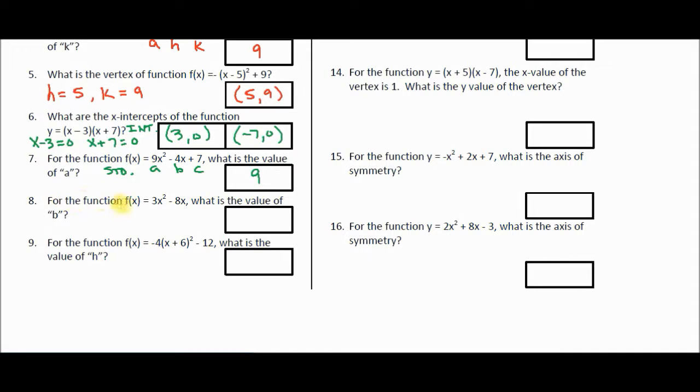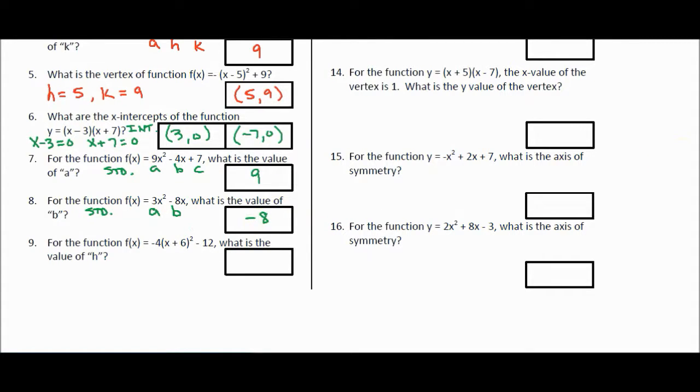Question number 8, for the function f of x equals 3x squared minus 8x, what is the value of b? This is also a standard form quadratic, no parentheses. The a value is 3, the b value is negative 8. There is no c value. So the b value here is negative 8.